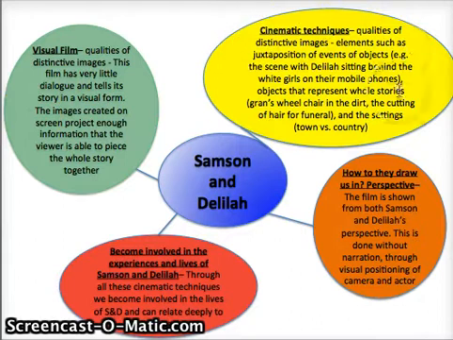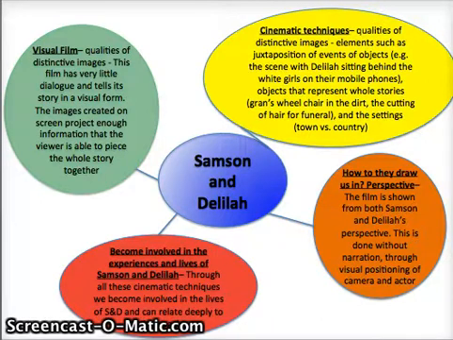This is done through cinematic techniques and qualities of distinctive images. Elements such as juxtaposition of events and objects. For example, the scene with Delilah sitting on the hill in the city when she's very dejected and the girls are sitting in front of her on their mobile phones contrasts Delilah's life at that age with the two white girls at the same age as her. That's a very powerful image with no dialogue, and it says a lot. It's a very distinctive image.